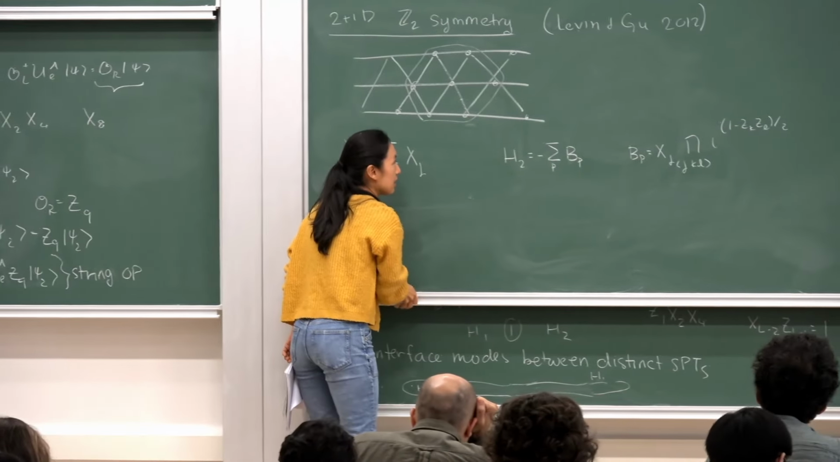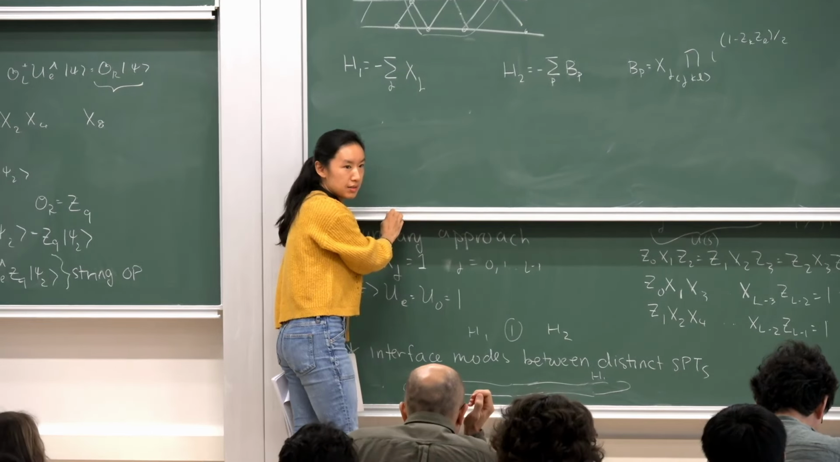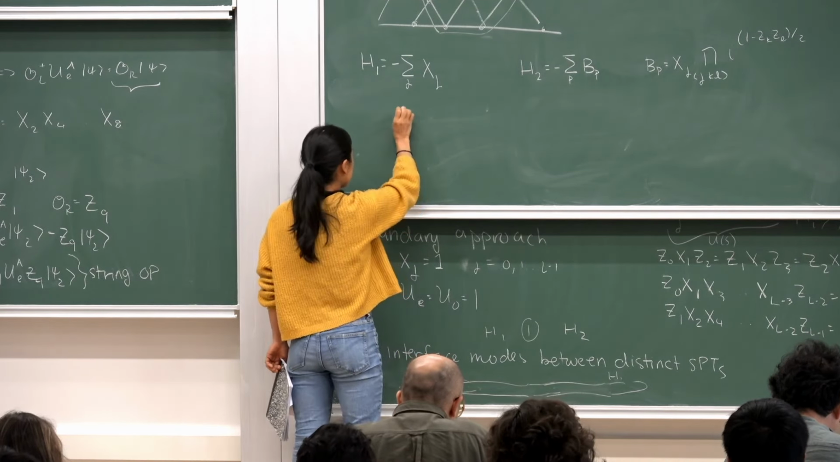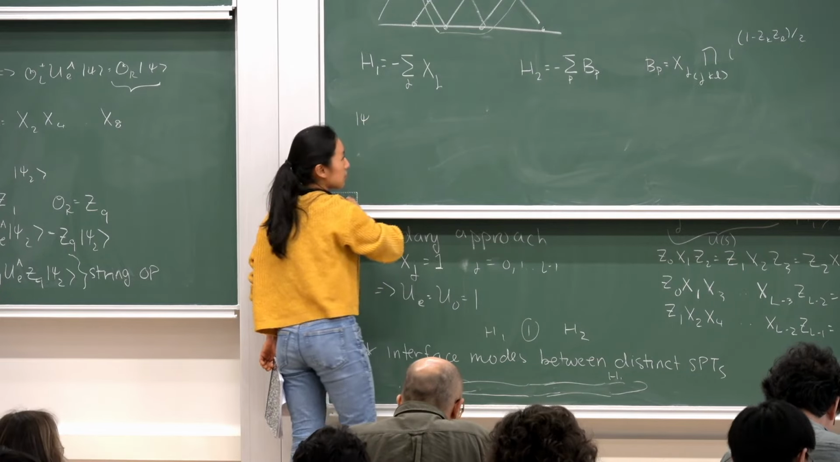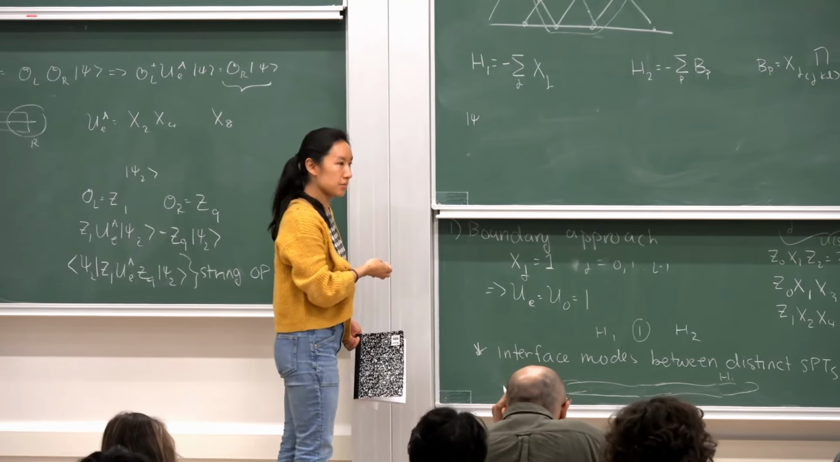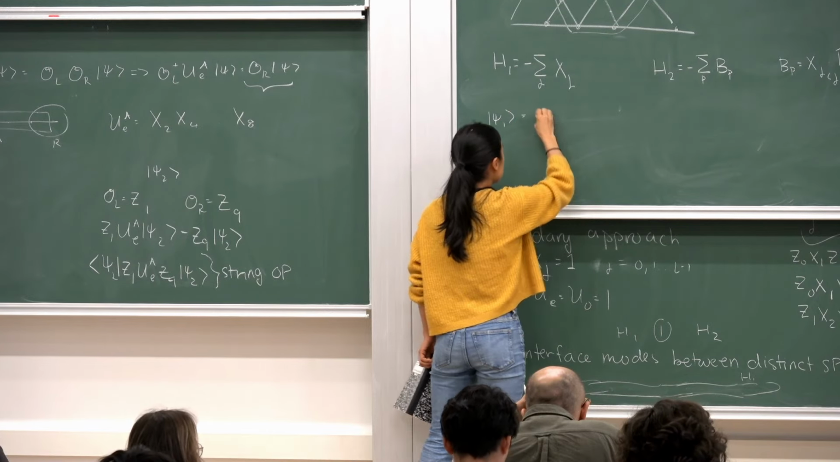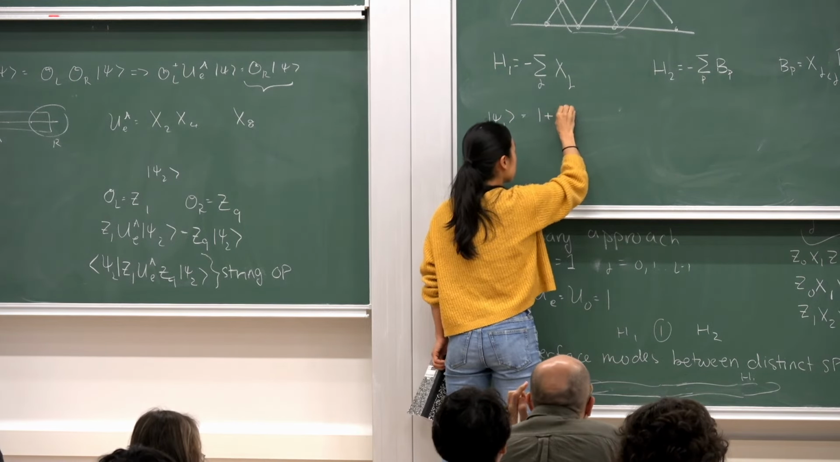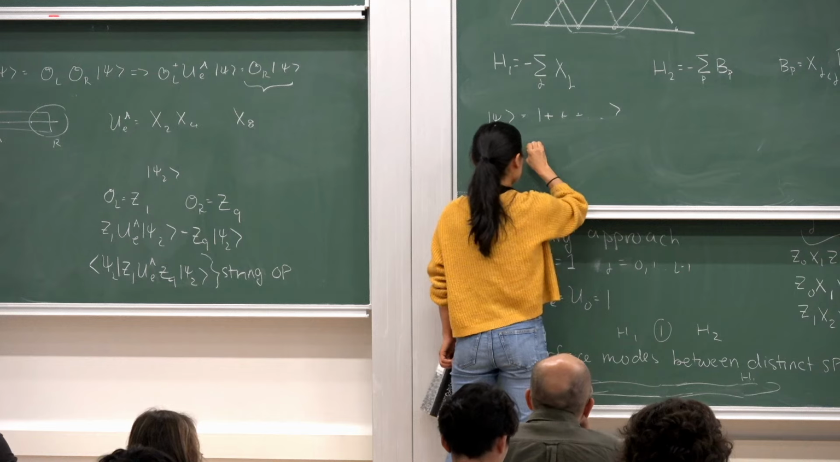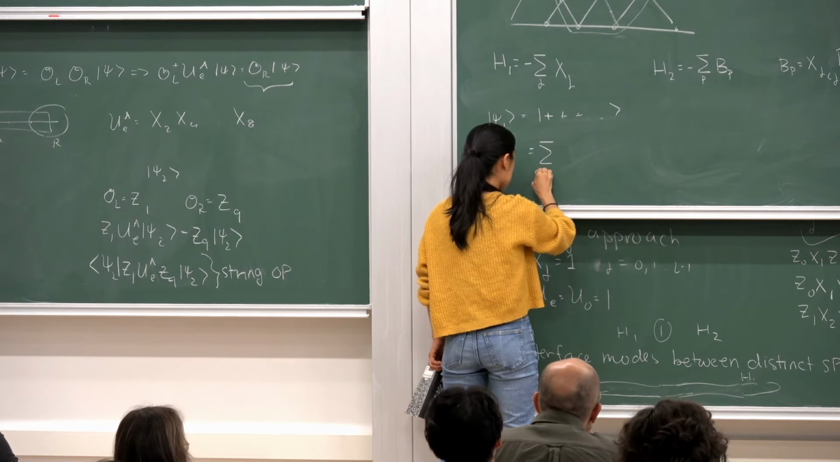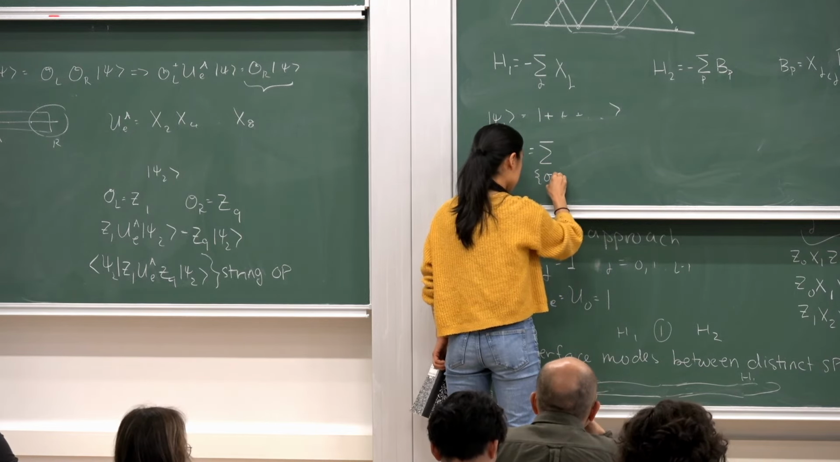And again, these two have rather simple ground states. So this has a ground state. If you just consider the system on a closed manifold, then this has a ground state psi1, which is just again a sum over all of the domain wall configurations.